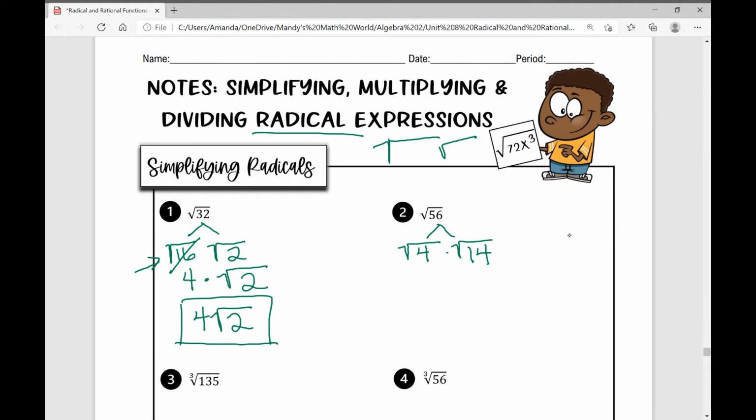There's not a bigger perfect square that goes into 56, because there's not a perfect square that goes into 14, right? The only factors of 14 are 1 and 14, and 2 and 7. Those are the only numbers that go into 14. So I know that 4 is the biggest perfect square that goes into 56. So what is the square root of 4? It's 2. So I'm going to rewrite this as 2 times the square root of 14, or 2 root 14, or 2 square roots of 14.